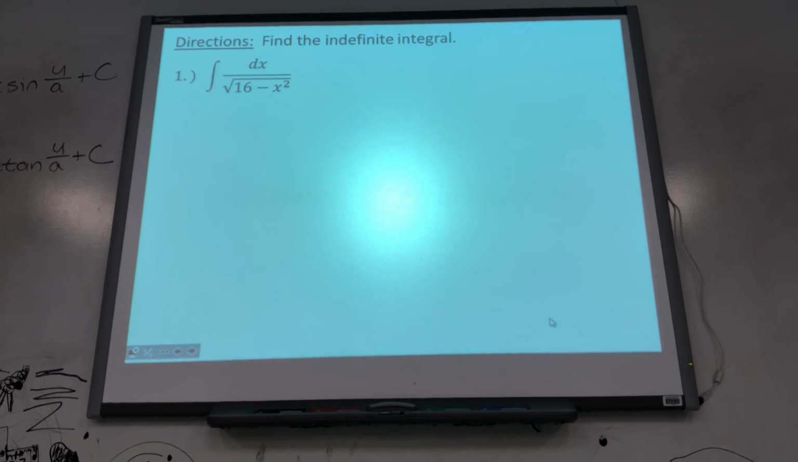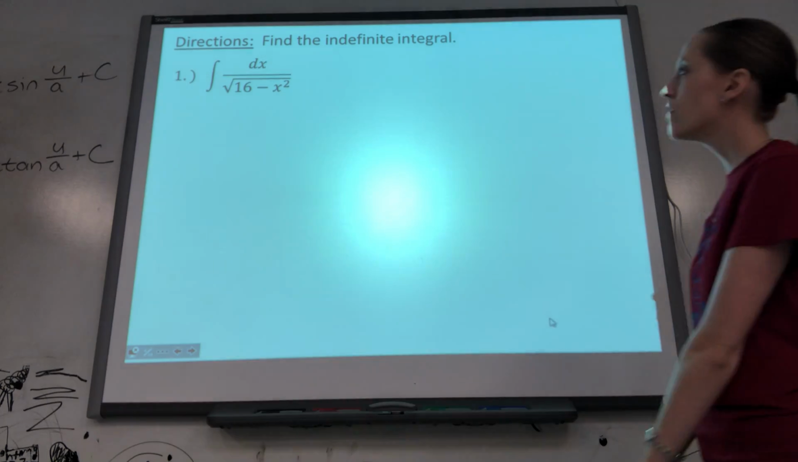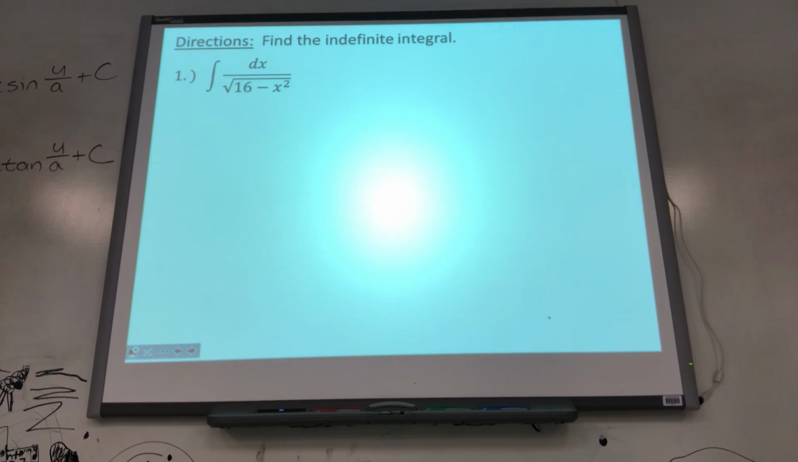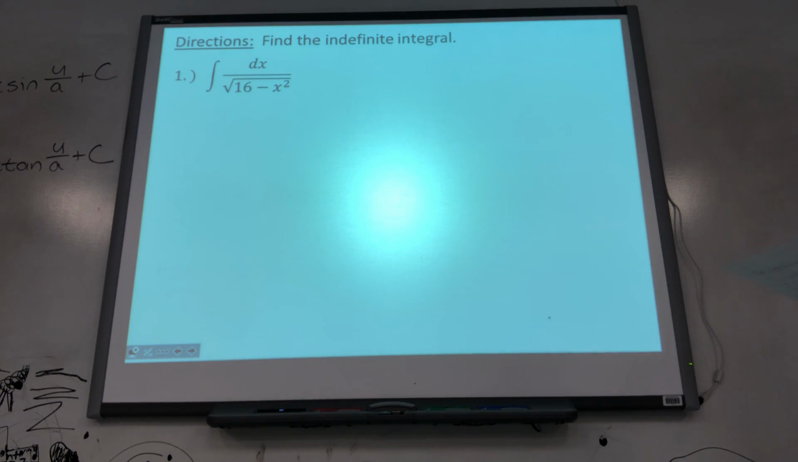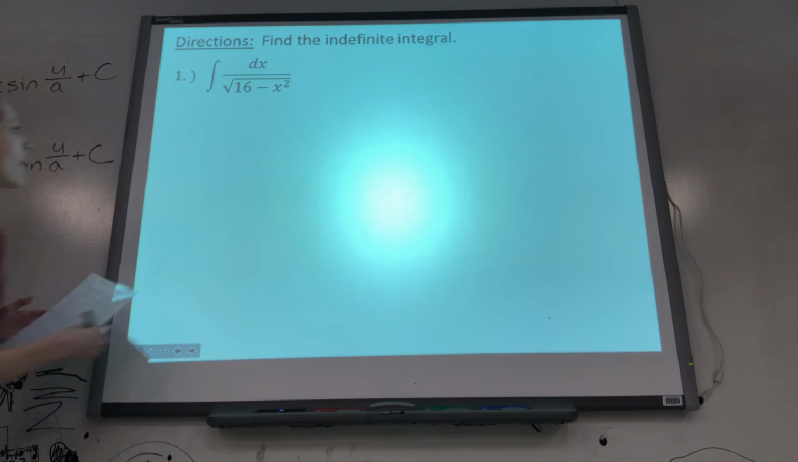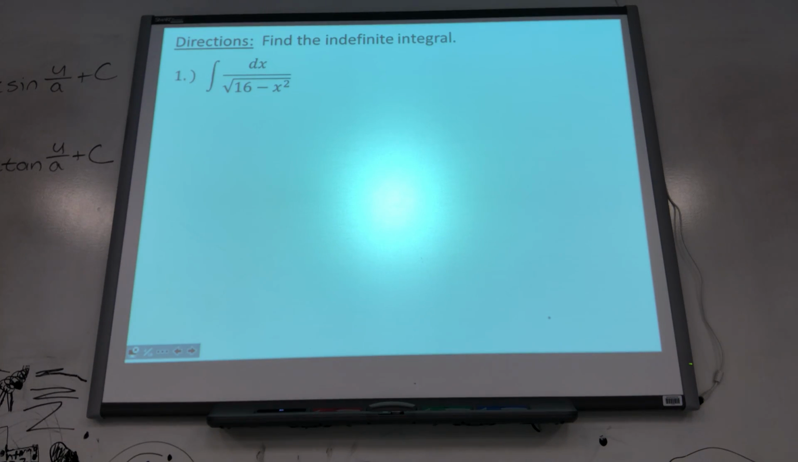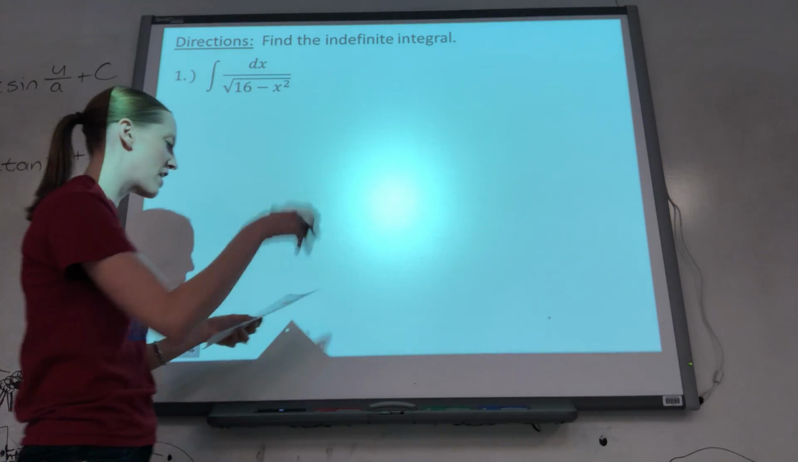All right, so number one, we are integrating dx over the square root of 16 minus x squared. Like I mentioned earlier, the first thing I want to do is figure out, is it going to be arcsine or arctan? This has a square root on bottom with a minus, so it's matching up to arcsine. We need to figure out what A is and what U is. A and U. We need to know what those two variables are.